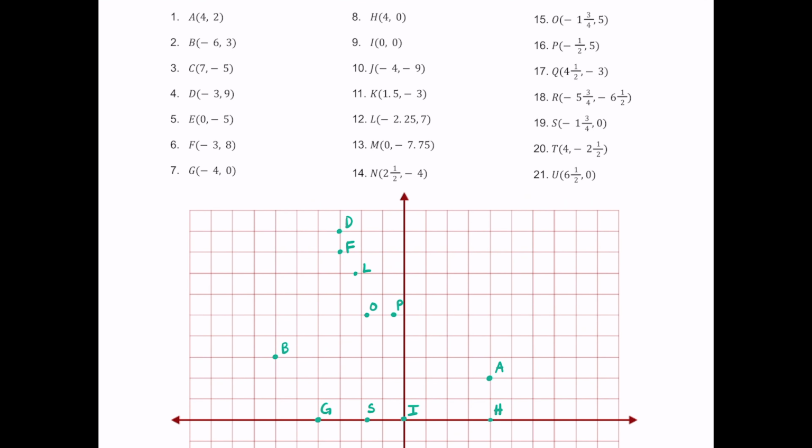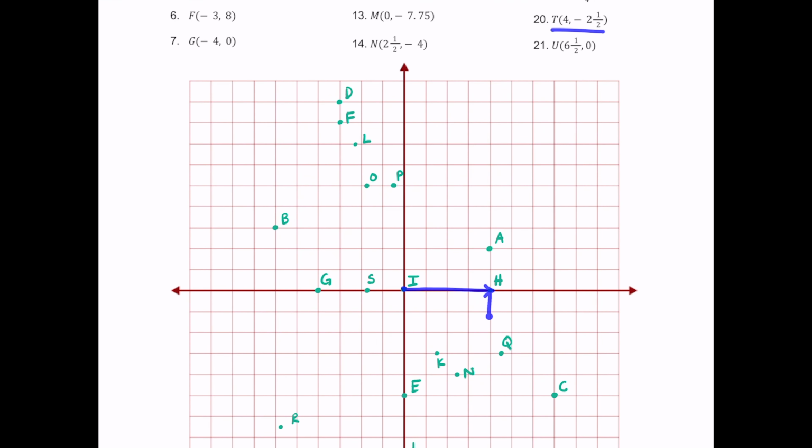For number 20, we have point T, which is going to be 4, comma negative 2.5. So start at the origin, and we're going to move 4 units to the right. So we're going to end up where H is. But then the negative 2.5 says move down 2.5 units. So that's 2 and then a half. So this is going to be point T. So let's go ahead and put a dot here in quadrant 4 and then put a T. And that's where T is located.